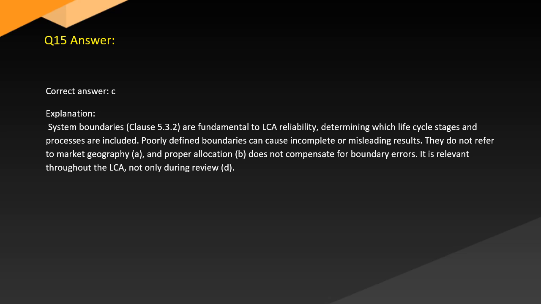Answer. Correct answer: C. Explanation. System boundaries, clause 5.3.2, are fundamental to LCA reliability, determining which life cycle stages and processes are included. Poorly defined boundaries can cause incomplete or misleading results. They do not refer to market geography, A. Improper allocation, B, does not compensate for boundary, as it is relevant throughout the LCA, not only during review, D.